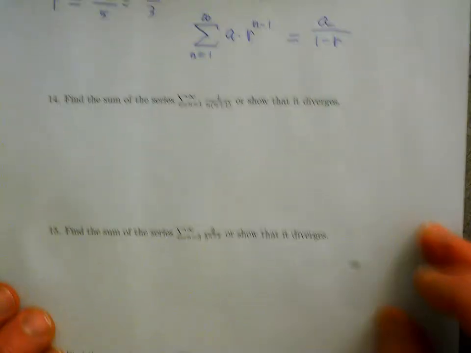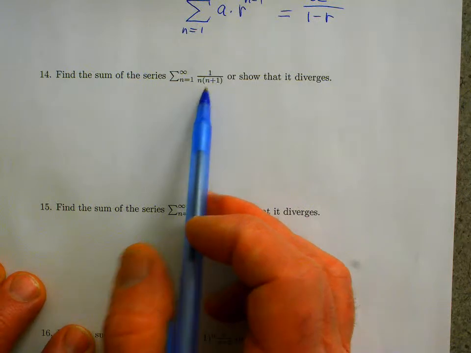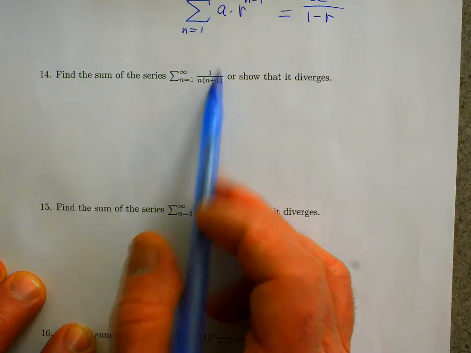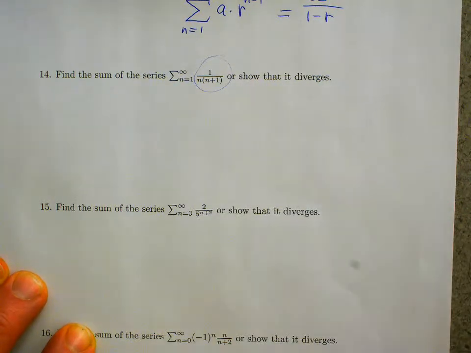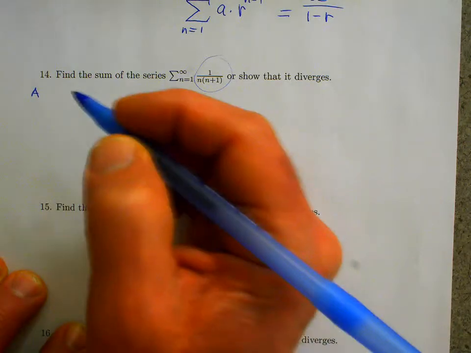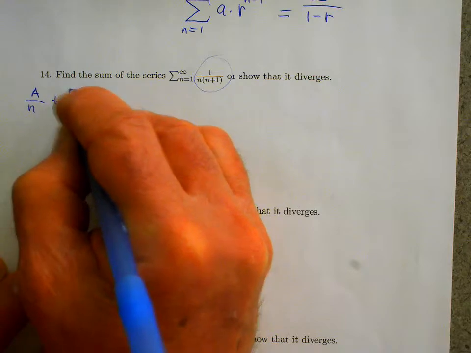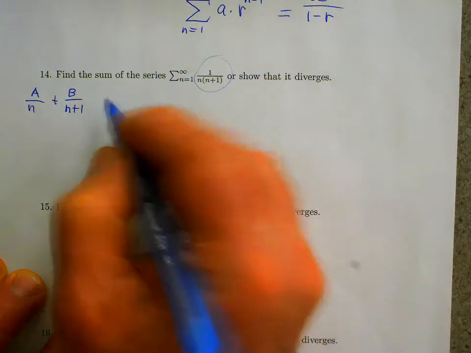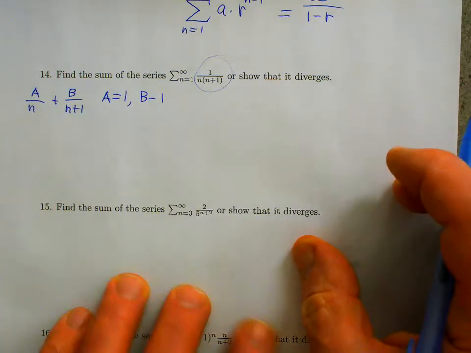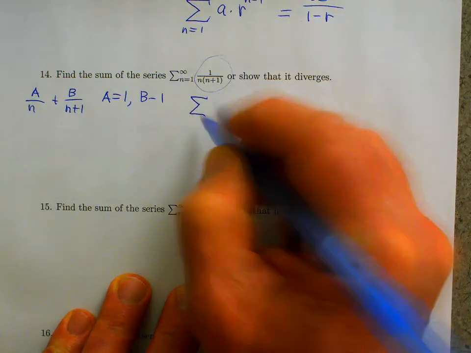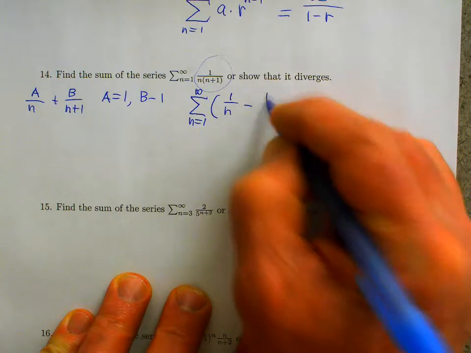Okay, on the next one, have you done this one? Find the sum of the series or show that it diverges. Since the terms of the series are 1 divided by n times n plus 1, hopefully partial fractions will come to mind. If you find the values of a over n plus b over n plus 1, it turns out that a is positive 1 and b is negative 1. So you can rewrite this series as the terms being 1 over n minus 1 over n plus 1.